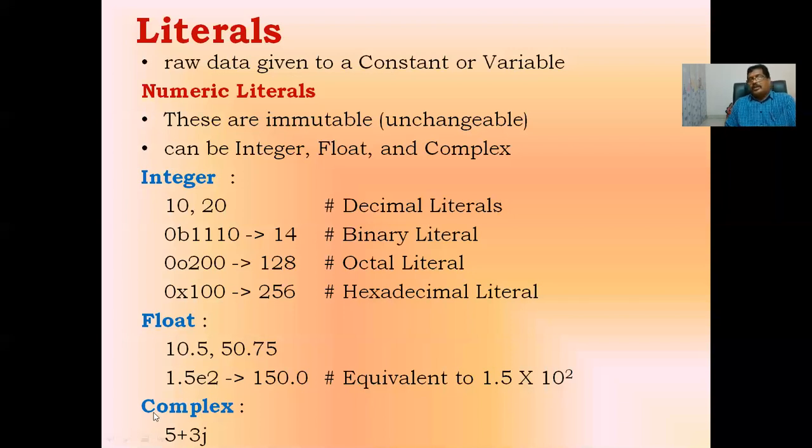Similarly, complex literals will be available. Here, it is going to have the real value as well as the imaginary part. The real value will be the 5, and the imaginary part is going to be suffixed with the J character. Like this, we are going to specify the numeric literals.